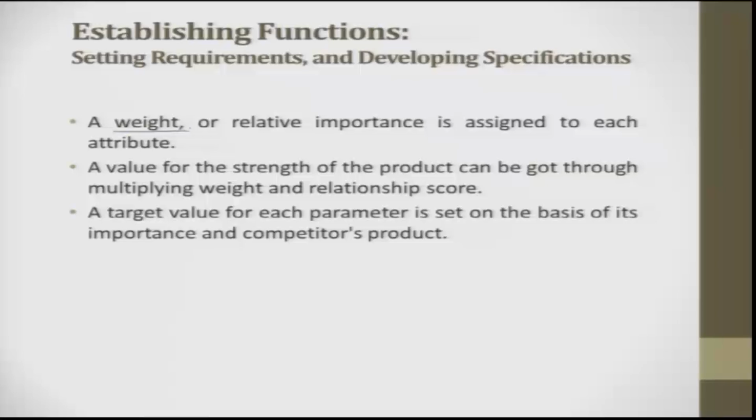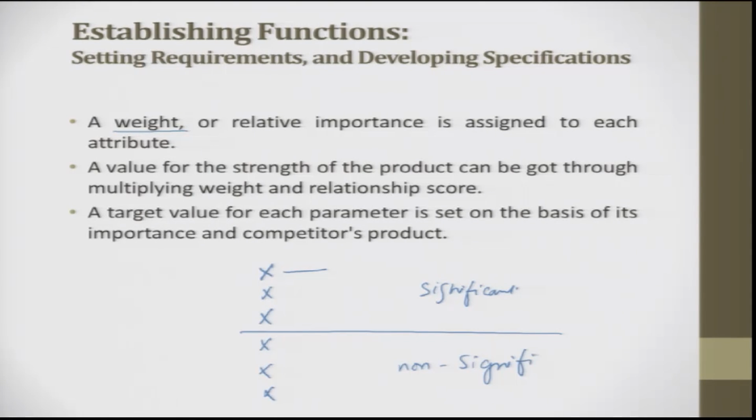So, a weight or a relative importance is assigned to each attribute. That is what I said, an indirect way of going ahead, or you try to give a weightage. The other thing is, suppose you come up with 10 specifications for a product. Then among these 10 specifications you will try to identify which are significant and which are non-significant. For both the significant and non-significant parameters, again you would like to assign weightages, and you try to say which specification is more important.